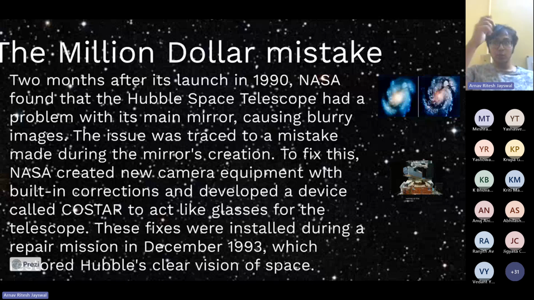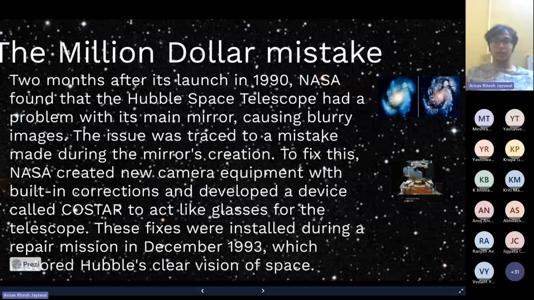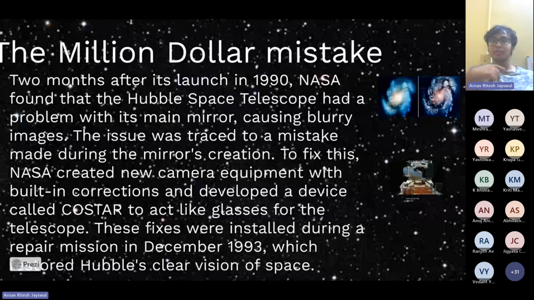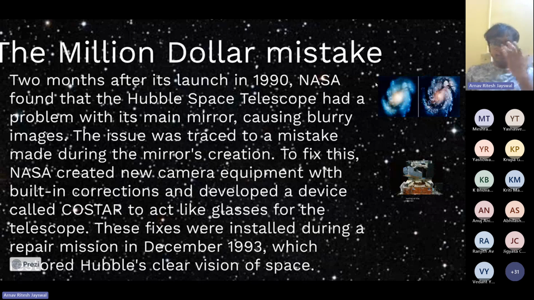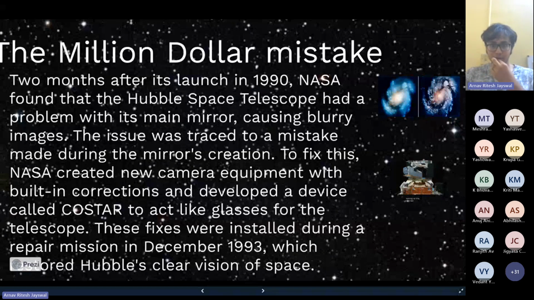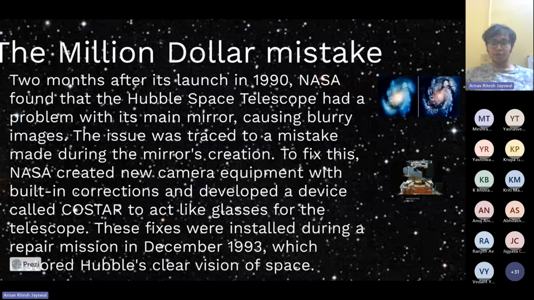And once it was launched in the sky, the scientists were just shocked because the images they got were really blurred, and it was basically useless. NASA was being criticized for making a failure after spending millions of dollars. But again, we are engineers. We always innovate. So NASA came up with camera equipment with built-in corrections, called COSTAR.